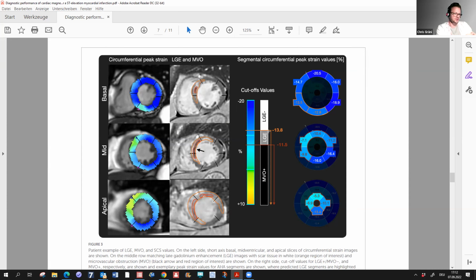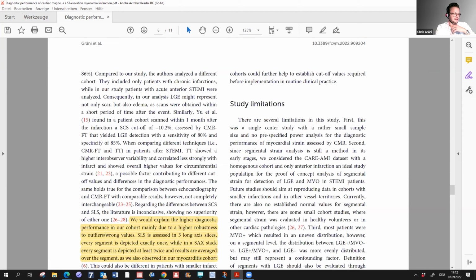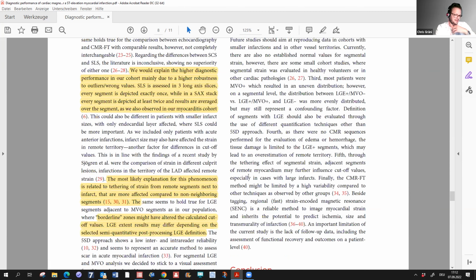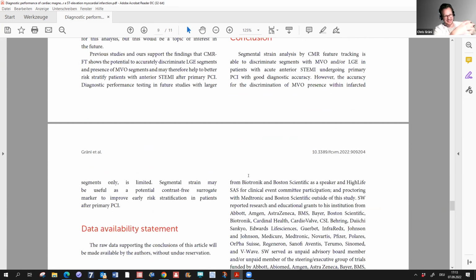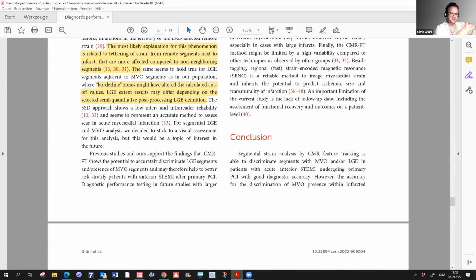Maybe strain can also be applied to depict other complications of myocardial infarction, like thrombus, etc. So I think the future is really great, and I hope that we could somehow also contribute a bit to the knowledge of strain and where strain could be applied. So thank you very much for your attention, and I hope you have some questions for me.